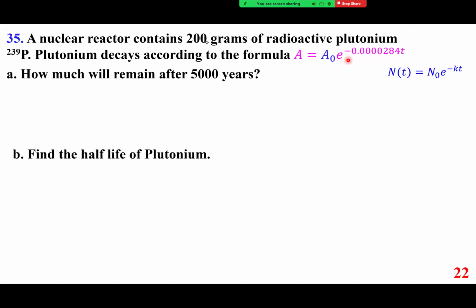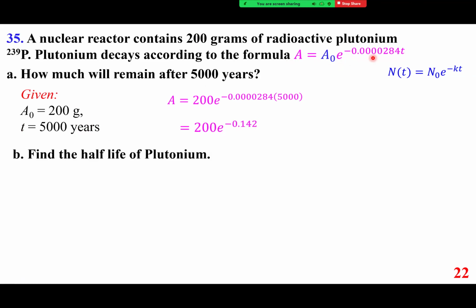So what is given? A sub 0 is 200 grams and t is 5,000 years. That's what's given. So plug in, replace the A sub 0, replace the time, put it into a calculator, and it gives you 173.52 grams. So 200 grams goes down to that much over the course of 5,000 years.